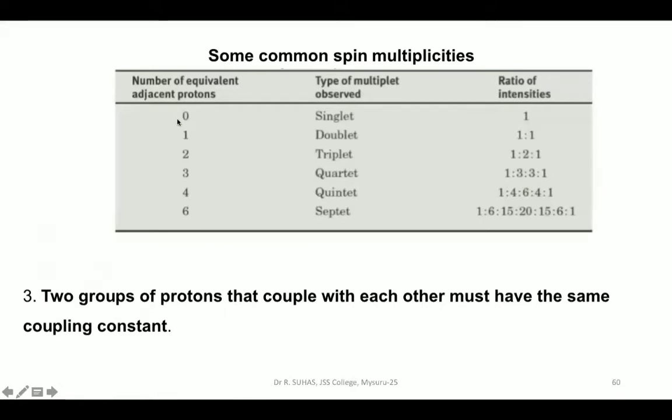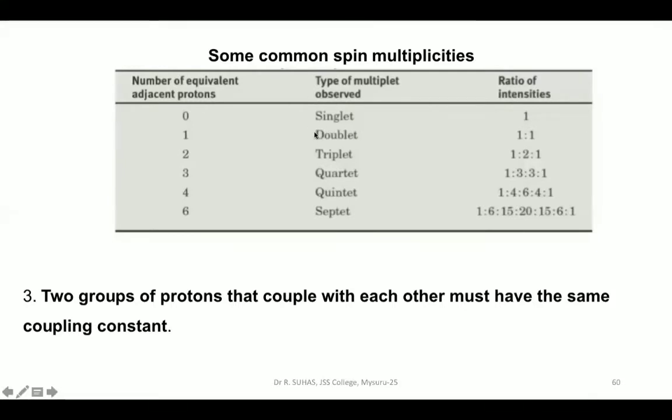If there is no neighboring proton, then the multiplet will be a singlet in the NMR spectrum, and the ratio of intensity is just 1 because there is only one peak. The ratio can be only 1. Next, if there is one neighboring proton, the n plus 1 rule holds good here. N plus 1, 1 plus 1, it will be 2.